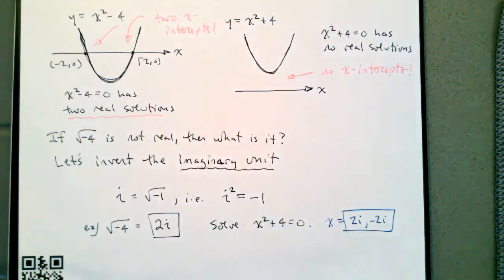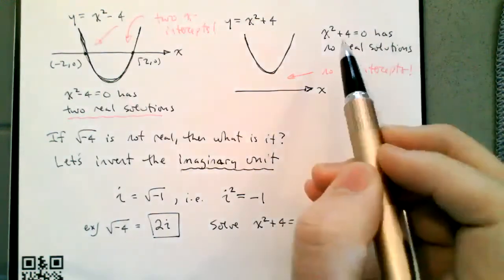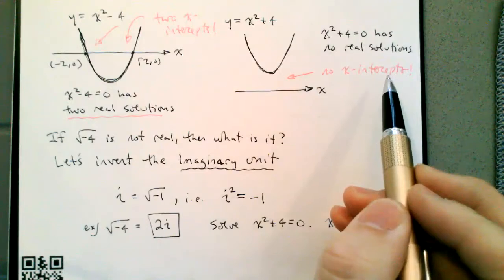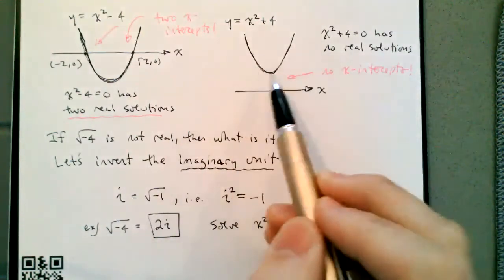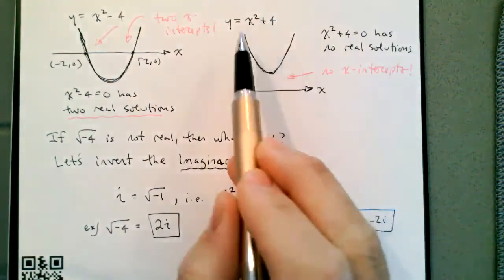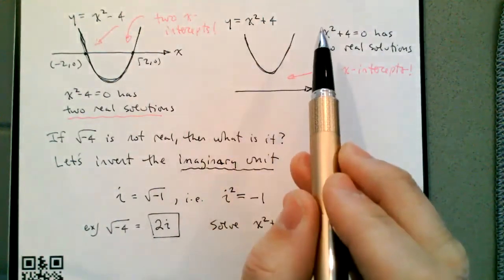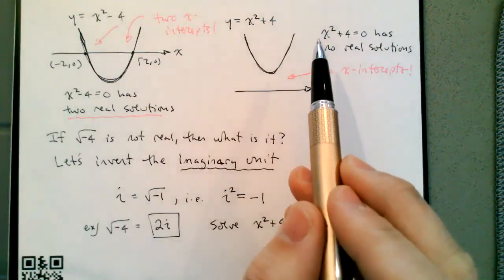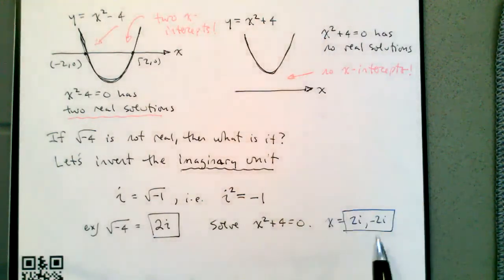Graphically, we know that if we have imaginary solutions to our quadratic equation, that means there are no x-intercepts. So if we're looking at a parabola with no x-intercepts, we know that whatever quadratic made that parabola will have complex zeros. So they'll involve i in some fashion.